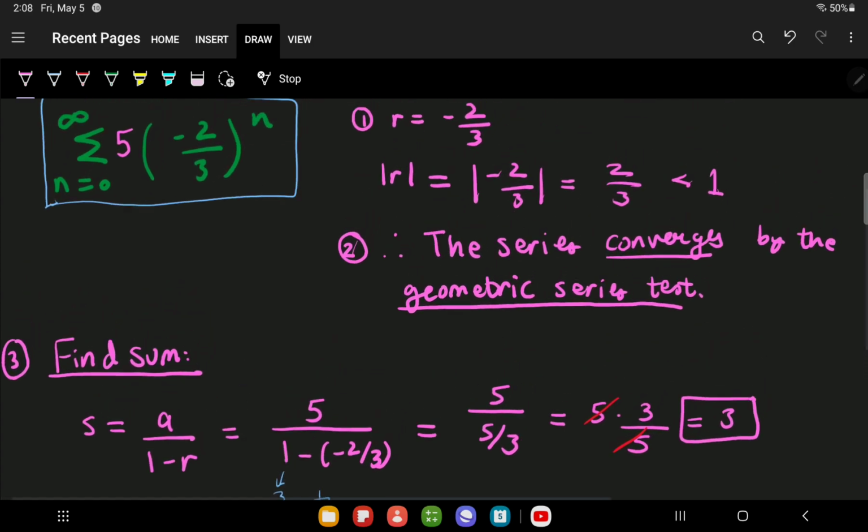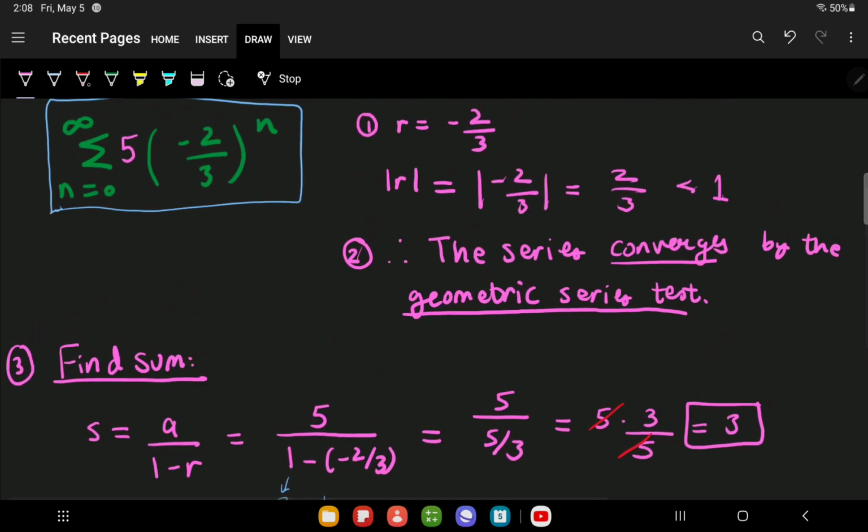So not only can we say the series converges, we can say the series converges to 3 by the geometric series test. And that's it from us.